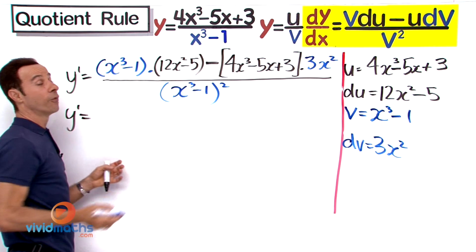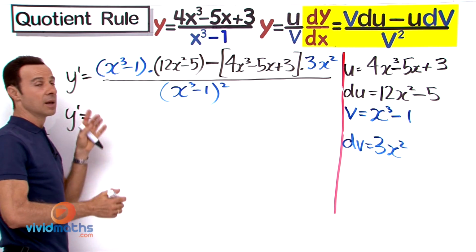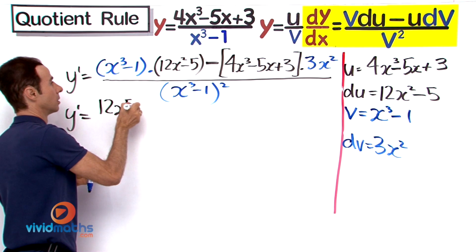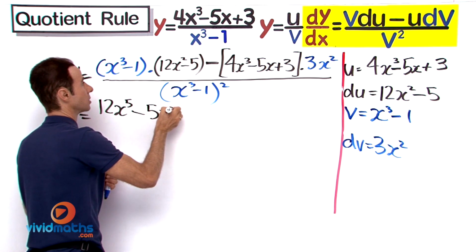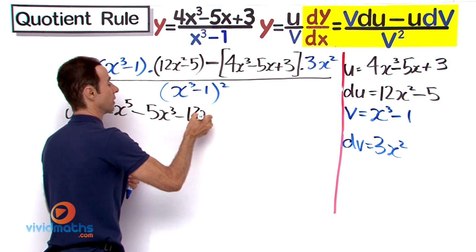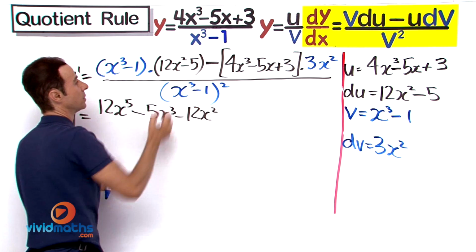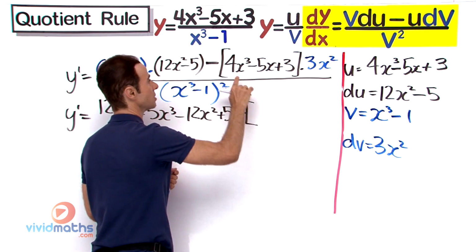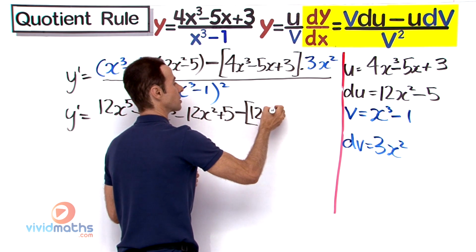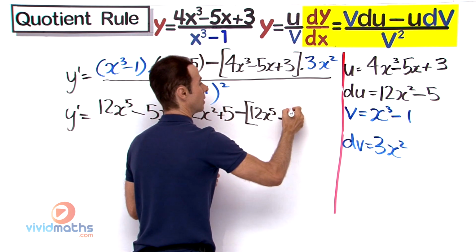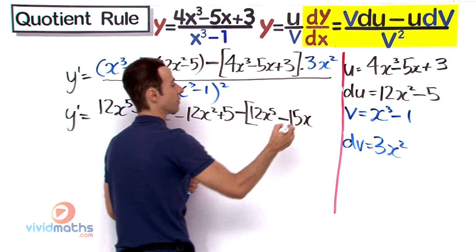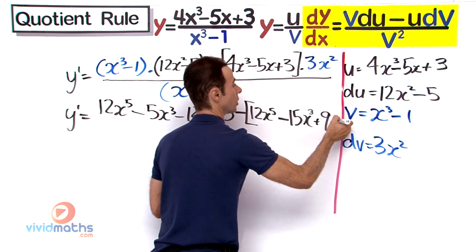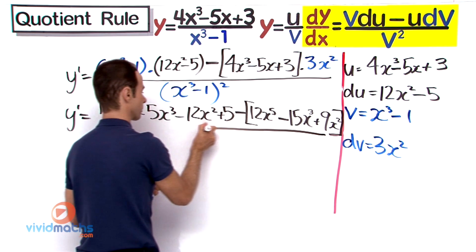So expanding this using the FOIL method, x cubed times 12x squared. The powers, we add them, so 3 and 2 is 5. You already know that. So let's go ahead and do that. Minus 5x cubed, minus 12x squared, and negative and negative is a positive, so that's plus 5. Okay, then we subtract, parentheses, 4 times 3 is 12x to the 5 minus 15x to the power of 3 plus 9x squared, all over the same as before.